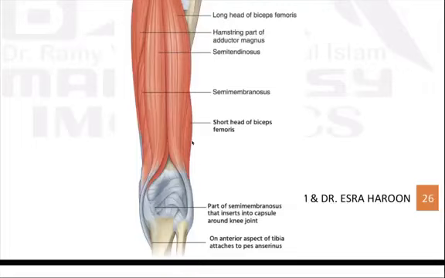All of the muscles, if they contract, what will be the action? Knee flexion, and extension of the hip. So all of these muscles, if they contract, then there will be flexion of the knee. That's the main function. And the secondary function is the extension of the hip joint.